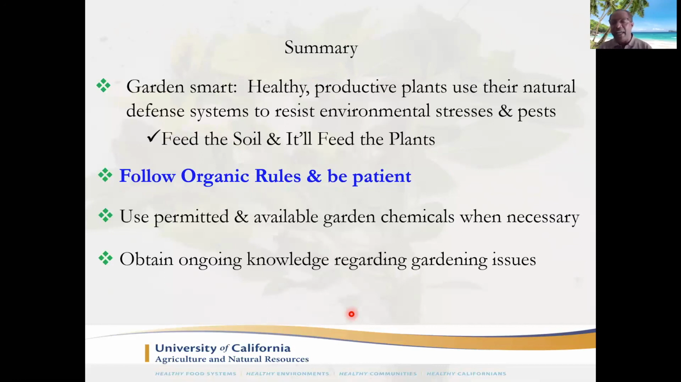And of course, you have to be patient, because organic food production does not mean using a silver bullet to kill all. It does allow some kind of pests to some threshold, okay? So be patient with them. Just because you saw one insect or anything, do not panic, okay? That's what we have to do. You can actually collect those or kill them or throw them out of your garden. And if you have to be strictly organic, use permitted and available garden chemicals when necessary, okay?